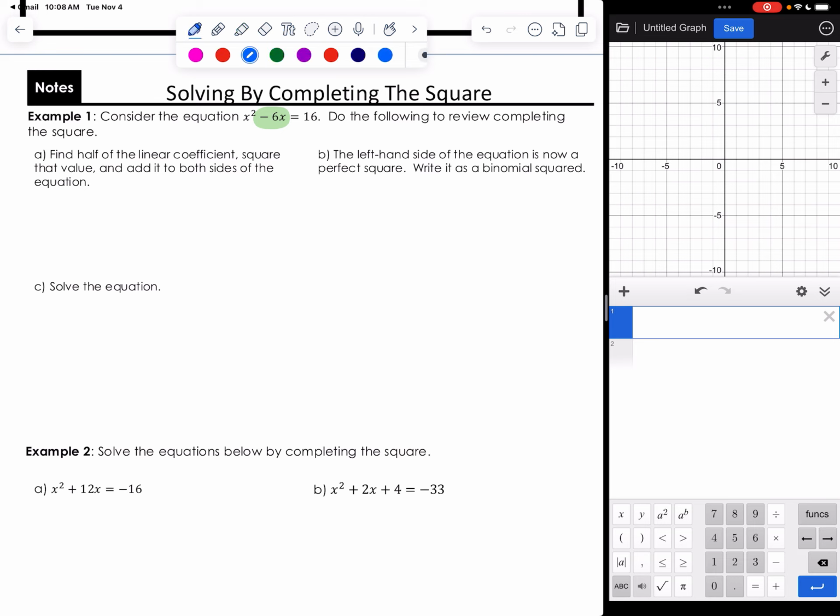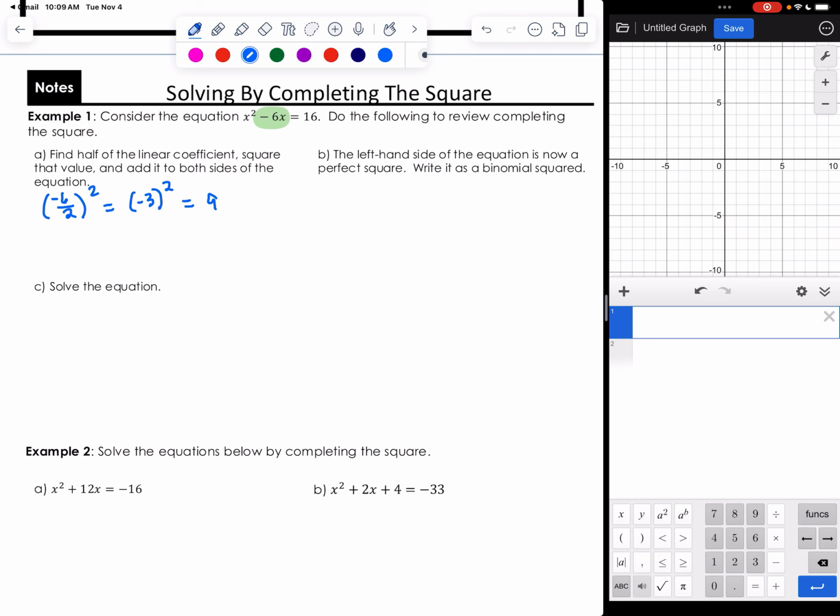So if they want us to find half of the linear coefficient, what they're asking us to do is to find half of negative 6, and then they want us to square it. So basically what we're doing is we're dividing it by 2 and then squaring it. So negative 6 divided by 2 is negative 3, and then when we square negative 3, we get positive 9.